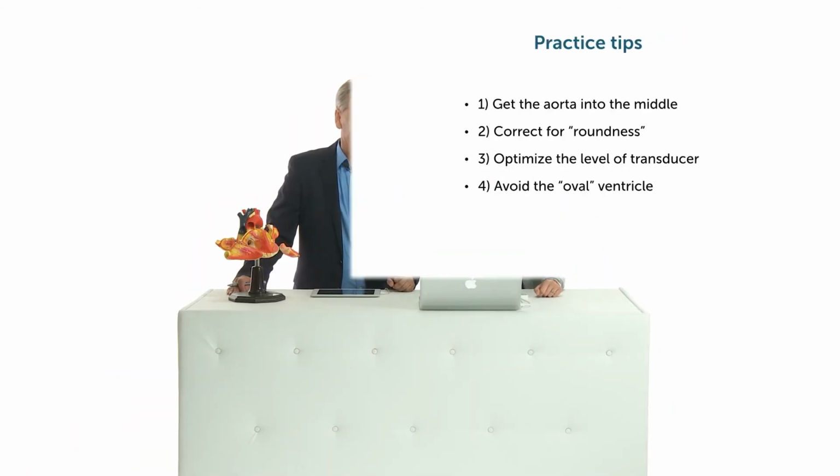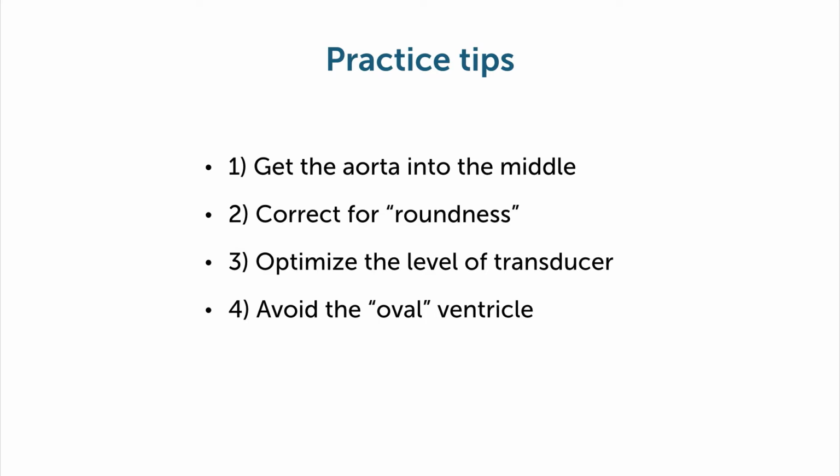Well, thanks, Thomas. Now our viewers know not only how to image the heart, but also how to get high scores at computer games. Now let's go back to the most important things Thomas just said. So remember, when you have a parasternal short axis view, get the aorta into the middle, correct for roundness, optimize the level of the transducer, and avoid the oval ventricle.